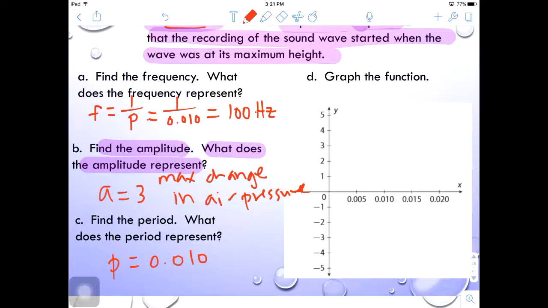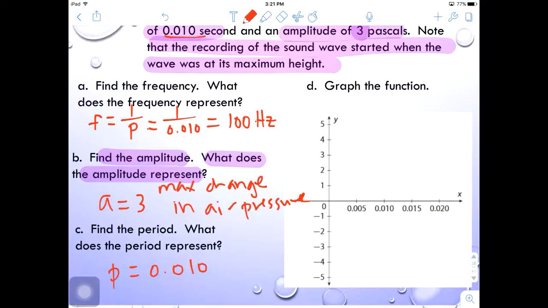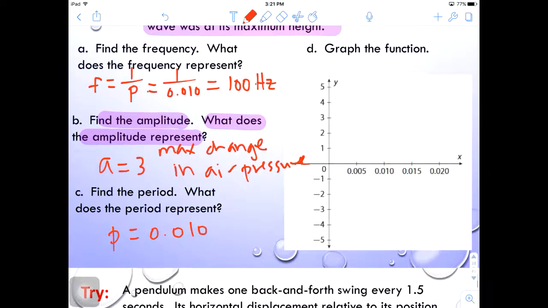And part D, graph the function. If we partition the period into 4 parts, we'll be taking the period, which is 0.010, dividing by 4, which will give you 0.005. And that's why we're starting with 0.005, then adding 0.005 every time. So we get 0.01, 0.015, and then finally ending up at 0.02. And that's what we have for each one of the intervals.